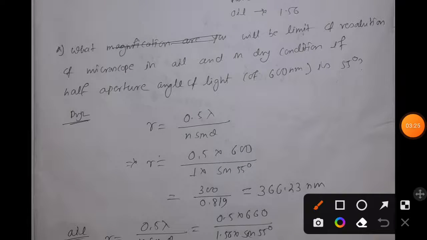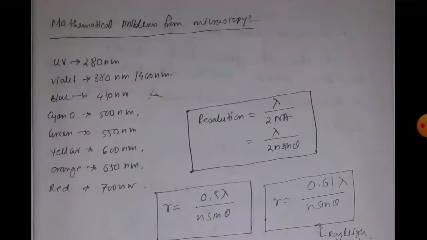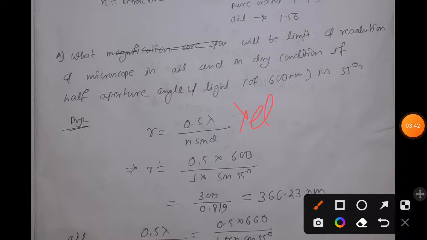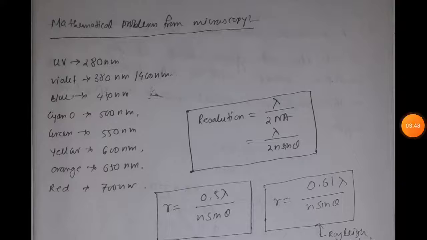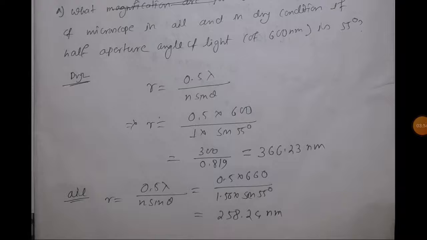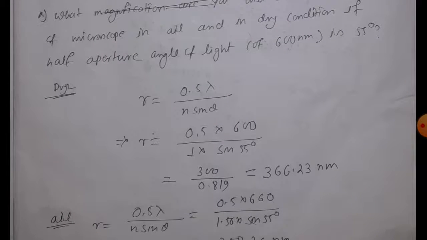What will be the limit of resolution of a microscope in oil and in dry condition if the half aperture angle is given, for light of 600 nanometer? So 600 nanometer means here we are using yellow color, right? They can often mention that they are using yellow color or red color. Then from that you have to remember the wavelengths. Instead of mentioning the wavelength, they can also mention the color. So it is necessary for you to remember the wavelengths of all the colors, then you can easily find out the wavelength.